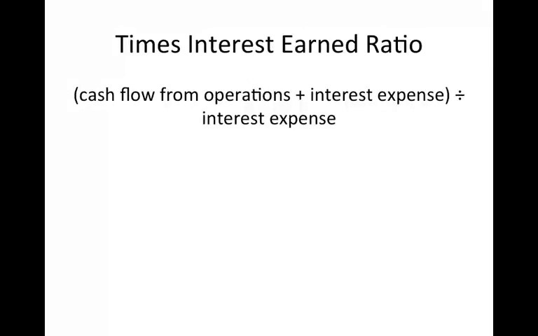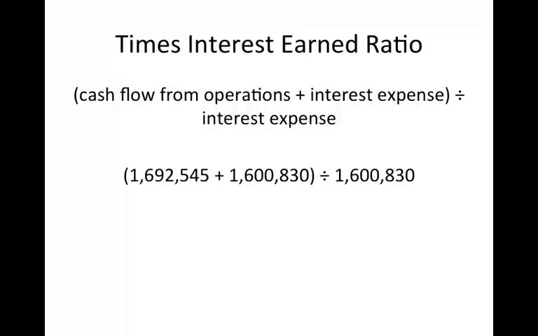So back to that ratio, cash flow from operations plus interest expense divided by interest expense. Here are the numbers for water and sewer, and they have a coverage ratio of 2.06, meaning roughly double what is needed to repay the debt, to repay the interest, sorry.